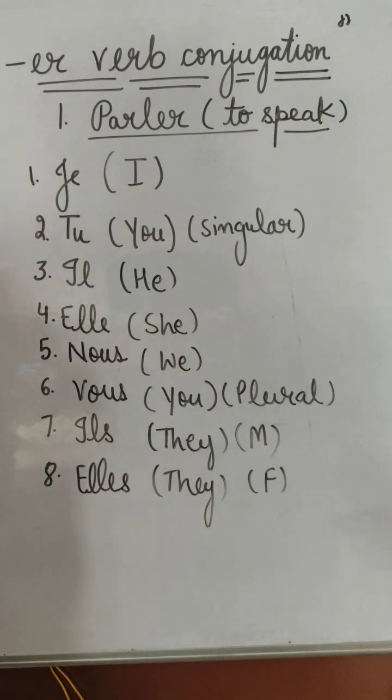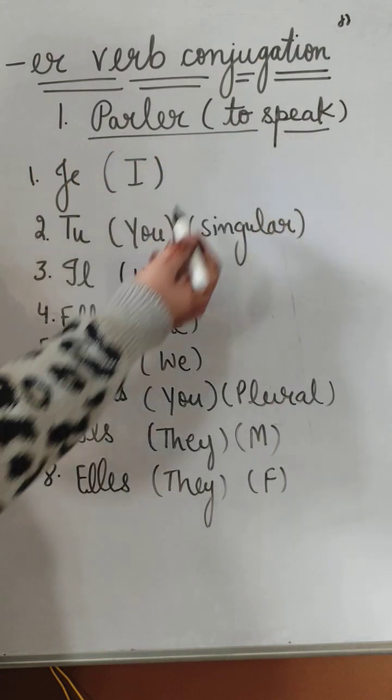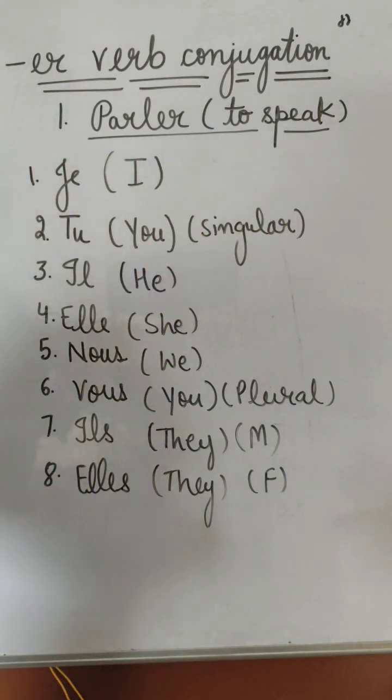Students, today we are going to learn the ER verb conjugation in the present tense. Okay. So our first verb is parler. Parler means to speak. So how do we say I speak, you speak, he speaks, she speaks? All these with the 8 subject pronouns. We will learn today how we will conjugate the verbs.